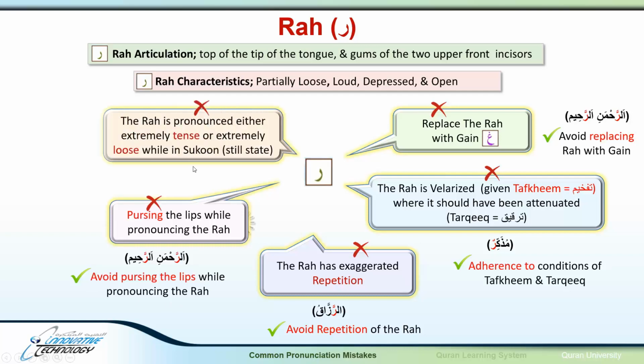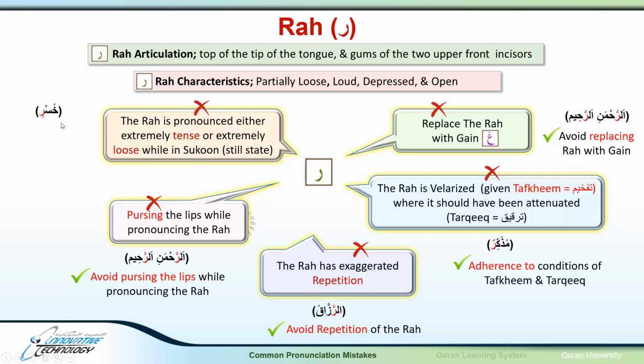Another mistake is pronouncing the ra either extremely tense or extremely loose while in sukun state. Let's take the word khusr as an example. Khusr is the right way of pronouncing this. But if we really make it so tense and short, it will sound like this. Khusr, as if there is a hamza or there is no ra. This is wrong. So extremely tense is wrong and extremely loose is wrong. Khusr is also wrong. So the right way of pronouncing it is khusr.